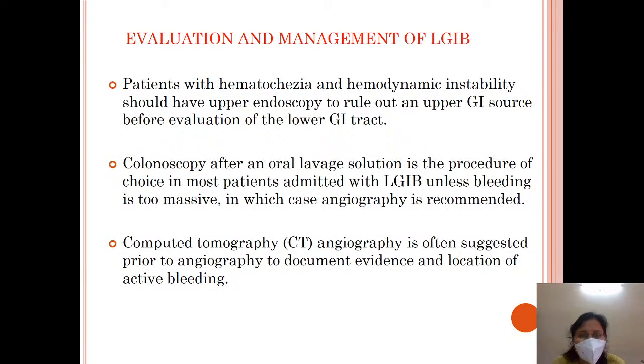Evaluation and management of lower GI bleed. Patients with hematochezia and hemodynamic instability should have upper GI endoscopy to rule out an upper GI source before evaluation of the lower GI tract. And the colonoscopy after an oral lavage solution is the procedure of choice in most patients admitted with lower GI bleeding, unless bleeding is too massive, in which case angiography is recommended. CT angiography is often suggested prior to angiography to document evidence and location of the active bleeding.